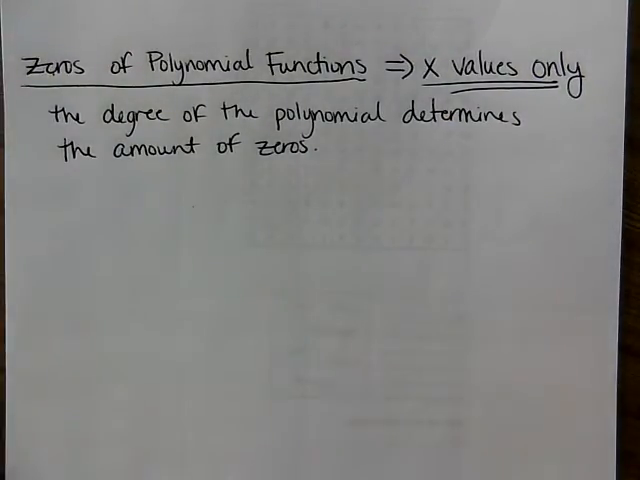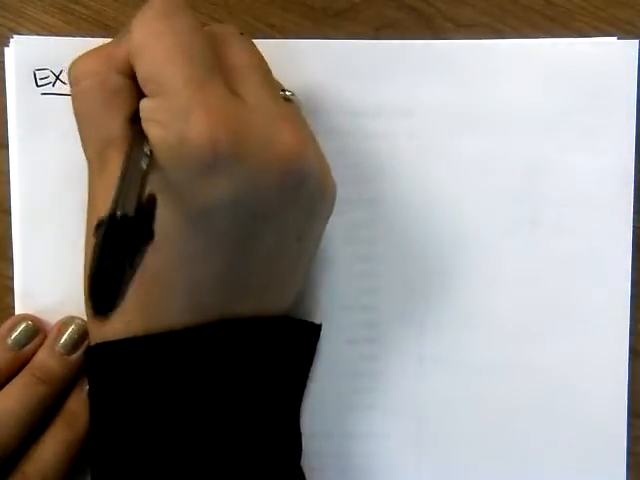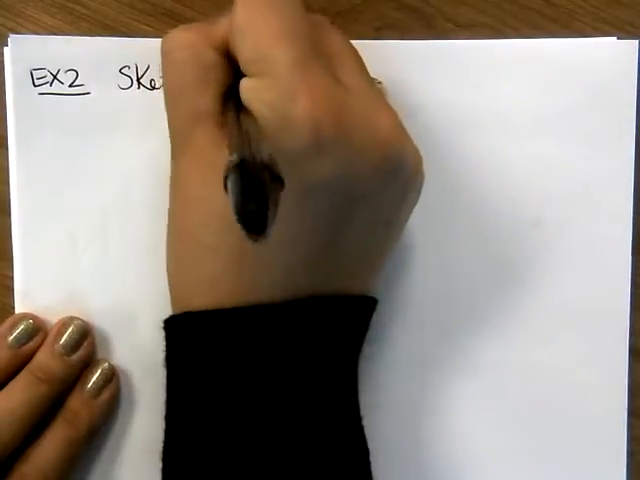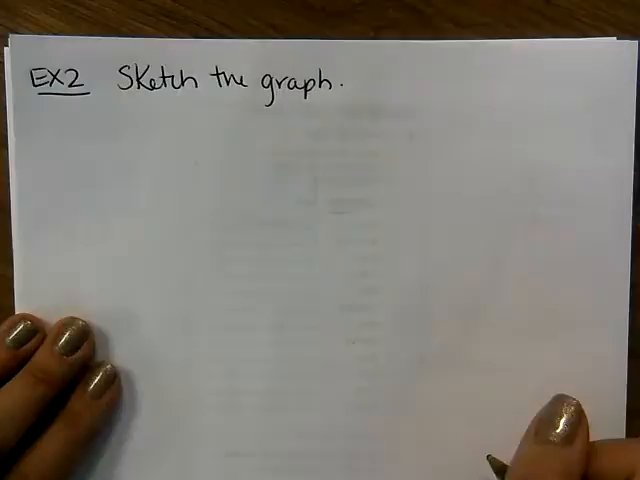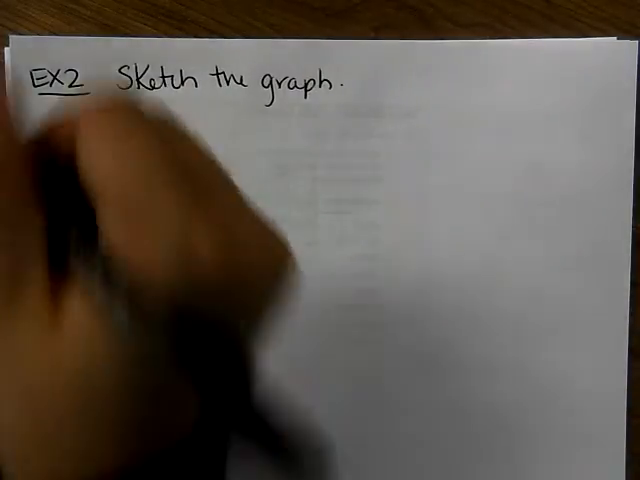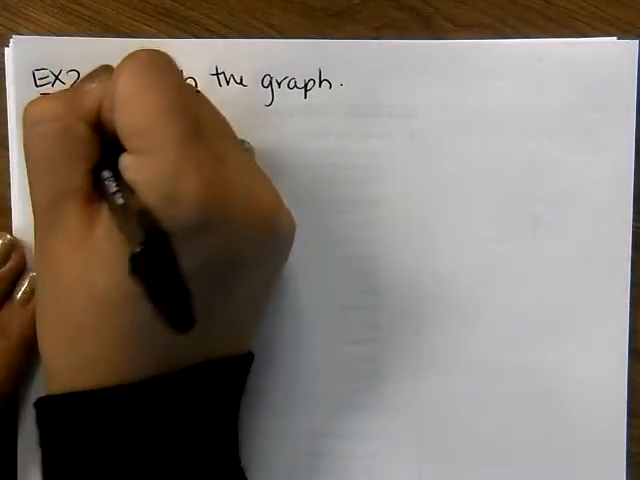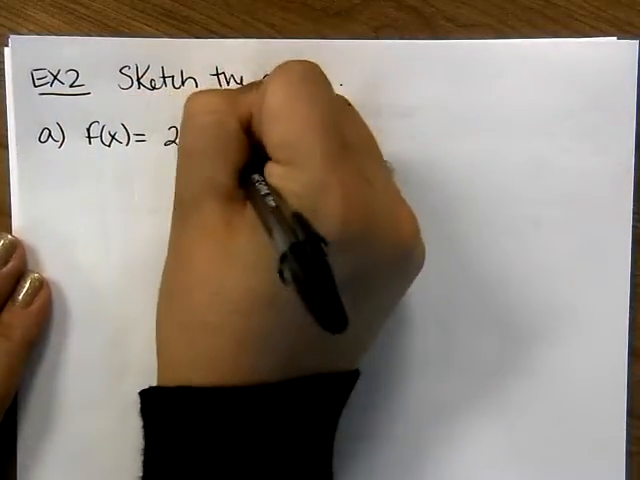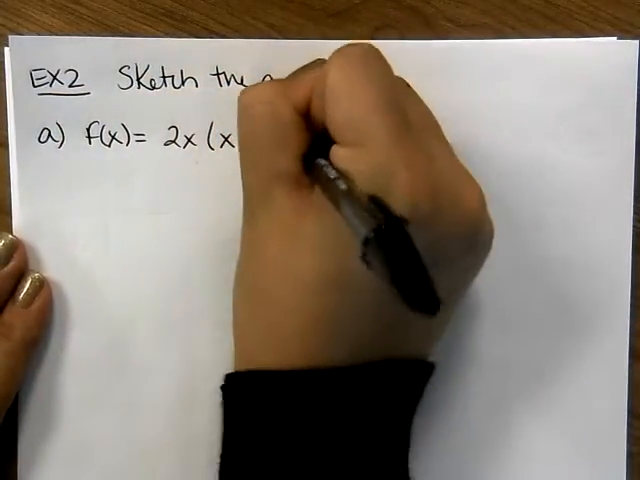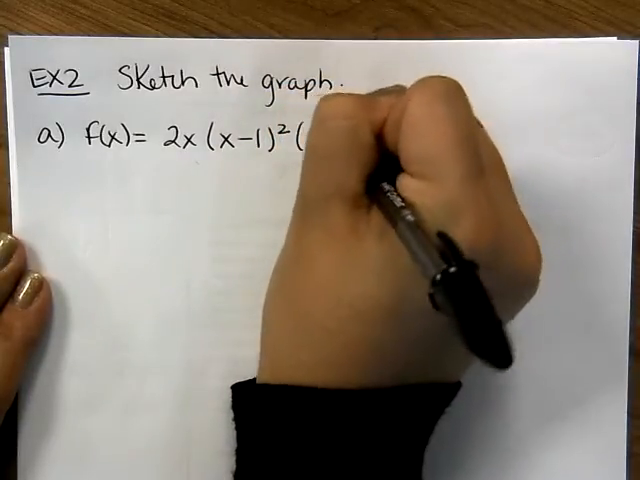Okay, you ready to try a graph? We're going to kind of put everything together. And a lot of this you already know how to do. So we'll call this example 2. And we're going to sketch the graph. Okay, so let's start out with this one. f of x equals 2x times (x minus 1) squared times (x plus 2).